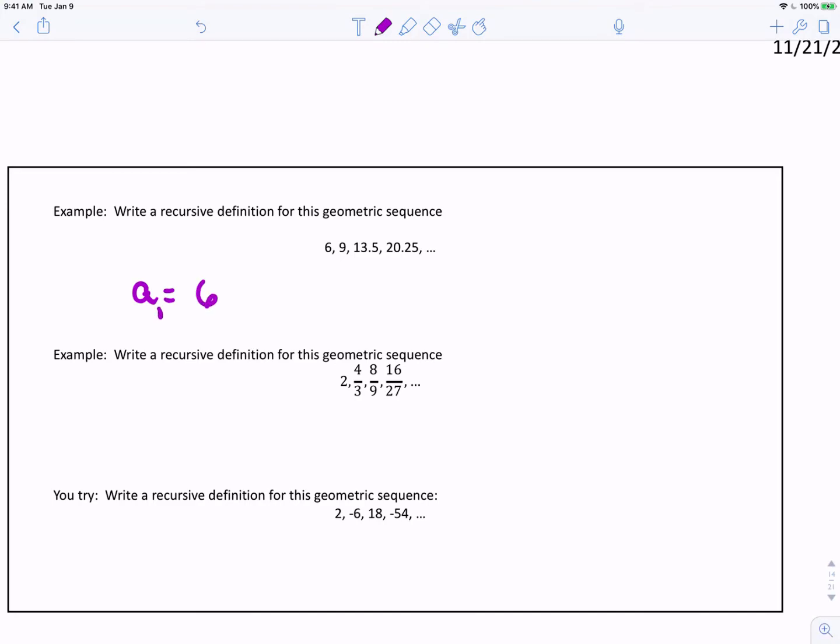First we have to write down what a sub 1 is. So a sub 1 is 6. And now we have to find out what r is. 9 divided by 6 is 3/2. And let's just make sure that that's common for all of these. 9 times 3/2 is 13.5, so that works out. And so the common ratio is 3/2, or 1.5.